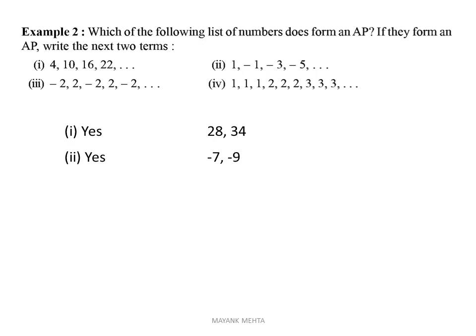Third, minus 2, plus 2, minus 2, plus 2, is not an AP. And fourth, 111, 222, 333, is not an AP.